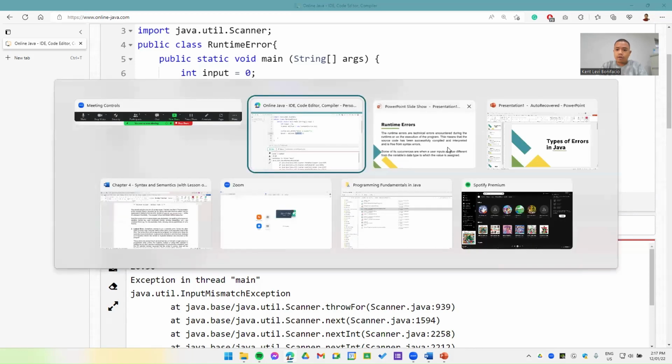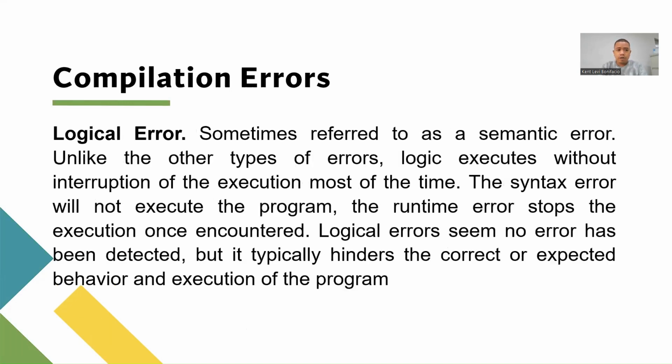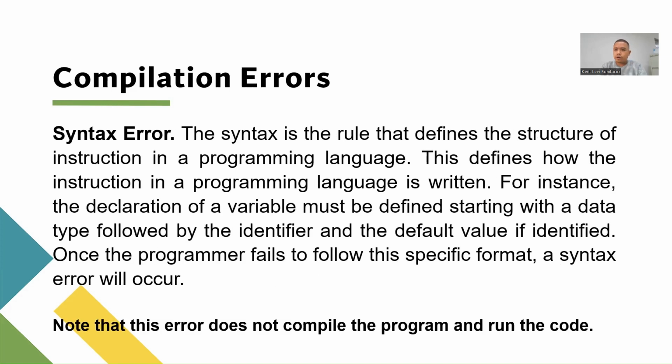The second type of error is what we call the compilation error. The compilation error has two parts. The first is the syntax error, which is the more common one, and the second one is the logical error. Let's start with the syntax error first.